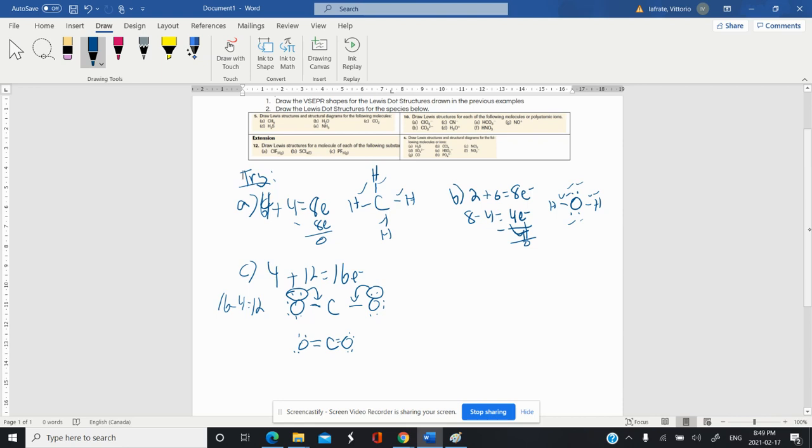Let's try H2S. So H2S, S has 6, so 6 plus 2 from the hydrogens, that's 8 electrons to place. We have S, H, H. So we've just placed 4 electrons. There's 4 electrons left to place. Hydrogens are happy. 1, 2, 3, 4. Now we have 0 left, but everything's happy. So we have our complete octet for H2S.